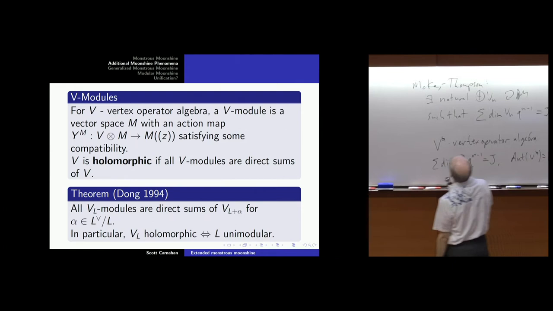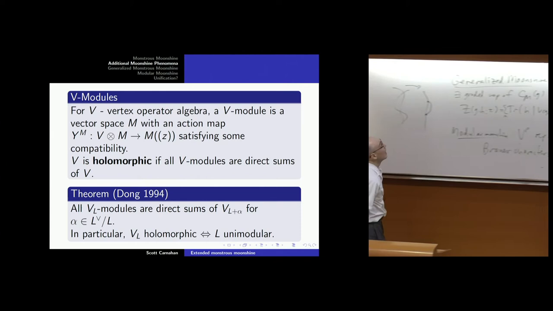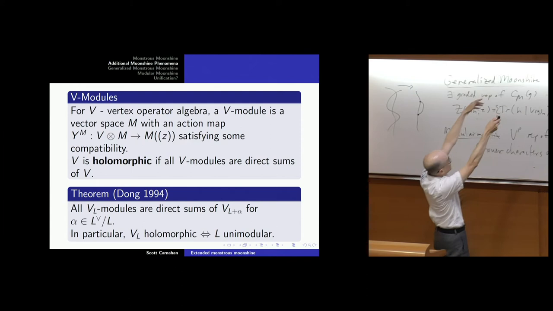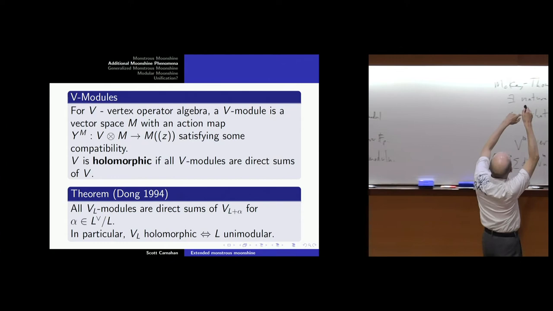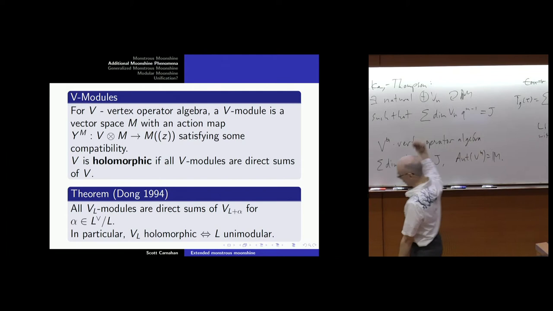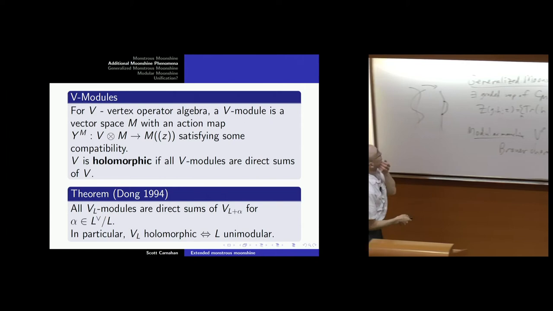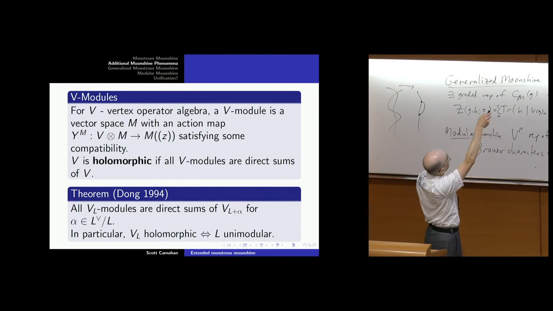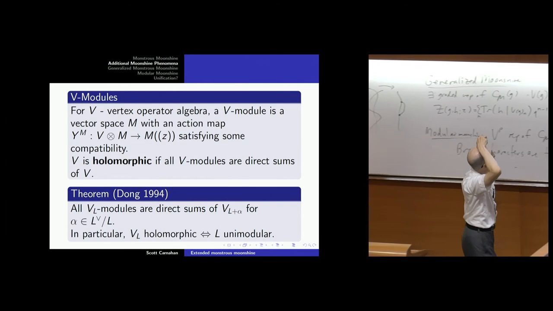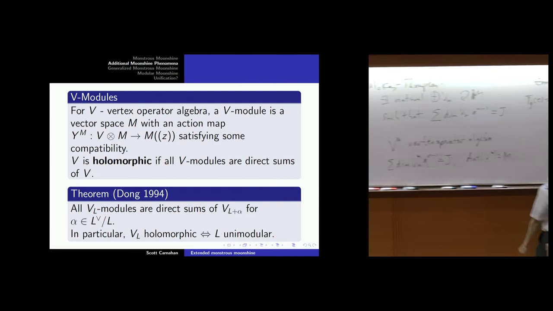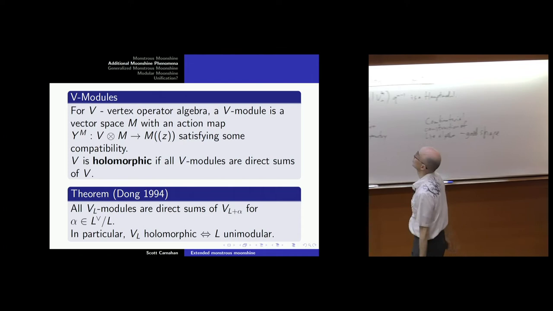So vertex operator algebras have a notion of modules. There's a sort of left action, except the action map, instead of mapping to M as a module over a normal algebra would, here maps to formal Laurent series with coefficients in M. Again, this compatibility is a little more complicated than the usual compatibility you expect from an action of an algebra. But anyway, the key point is that there is a notion of holomorphic vertex operator algebra, and those are the ones with the most boring possible representation theory. That is to say, all modules are just direct sums of V itself. So the category of modules is just equivalent to the category of finite dimensional vector spaces.